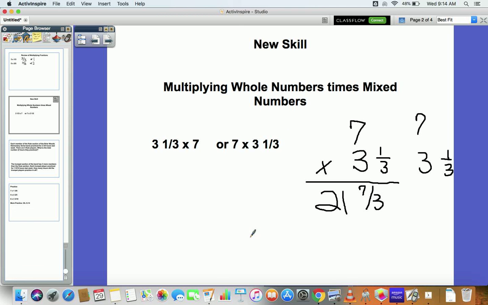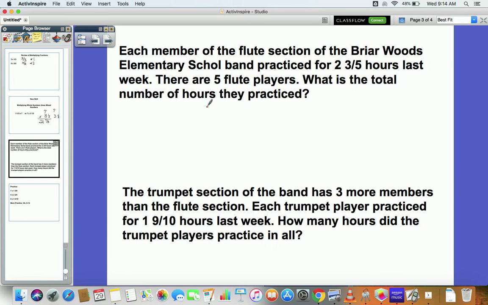So if we do some story problems here. Each member of the flute section of the Briarwoods Elementary School band, spelled school wrong, practiced for 2 3/5 hours last week. There are 5 flute players. What is the total number of hours they practiced? So think about for a second what you would do to solve this problem. So if there are 5 flute players, we have 5 groups times the amount of time that they practiced. 2 3/5.